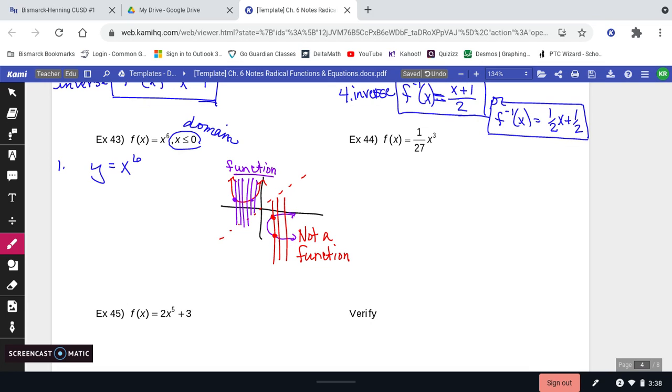What you can do, though, is restrict the domain. So instead of seeing all of that parabola, we're only going to see a portion of it. Okay, so I'll show you what happens as far as the graph is concerned.